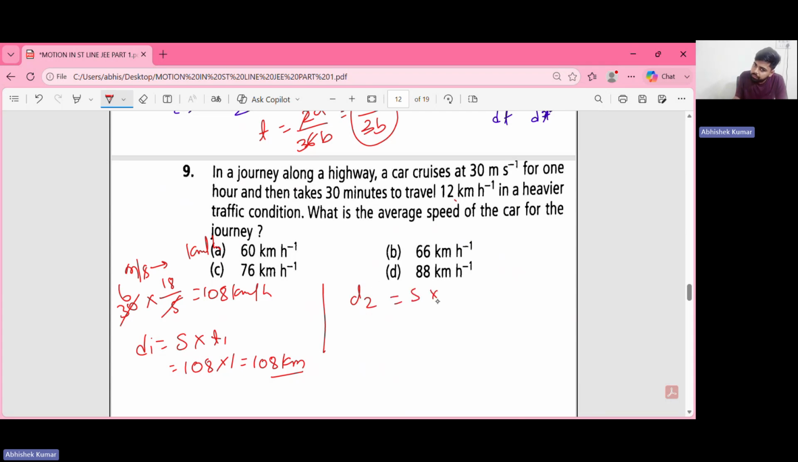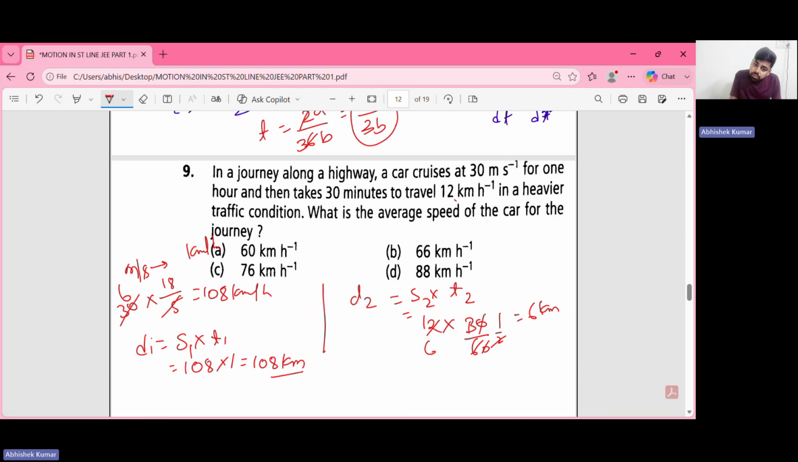Now, if I talk about d2, how to find d2? Same thing, speed into time. V into t, whatever you say, you can say t2 with the speed v2. How much is that? 12. Time, how much? 30 minutes. So 30 minutes means what? 30 by 60 to convert into hour. If you cancel this, 3 by 2, 1 by 2, and this one cancels 6. So what you got? You got 6 kilometer he traveled.